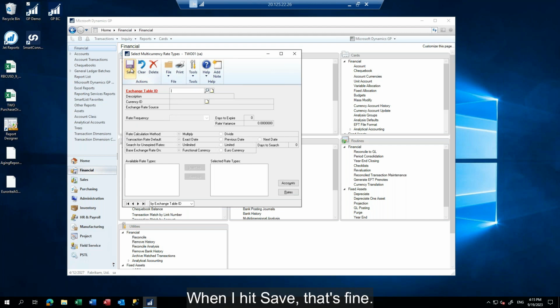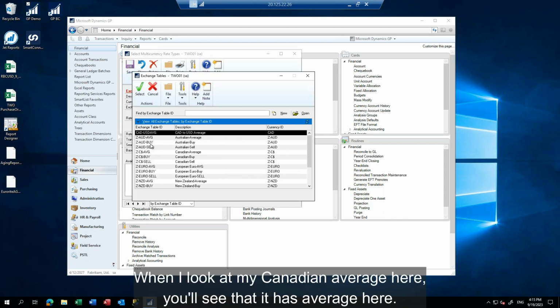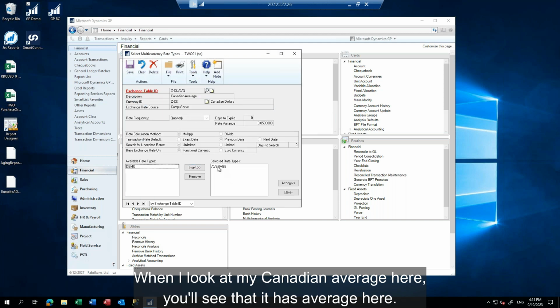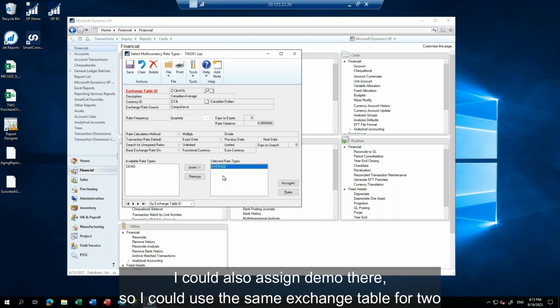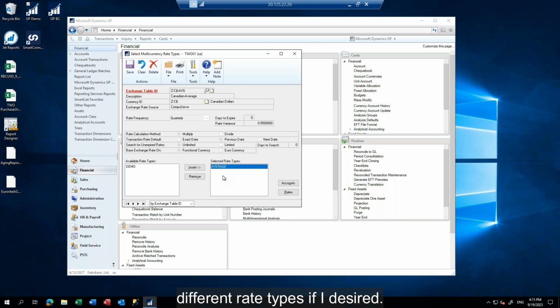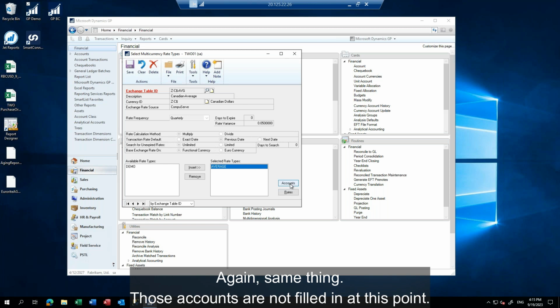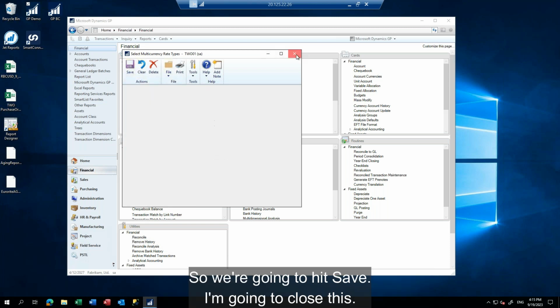When I hit save, that's fine. When I look at my Canadian average here, you'll see that it has average here. I could also assign demo there, so I could use the same exchange table for 2 different rate types if I desired. Again, same thing, those accounts are not filled in at this point. So we're going to hit save. I'm going to close this.